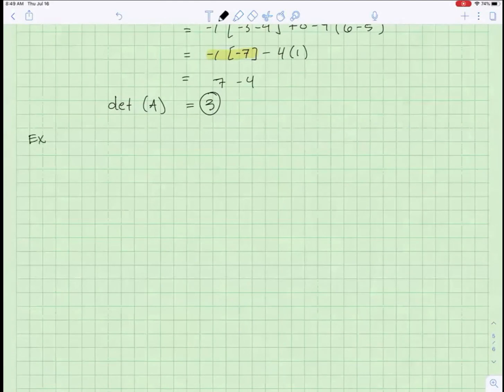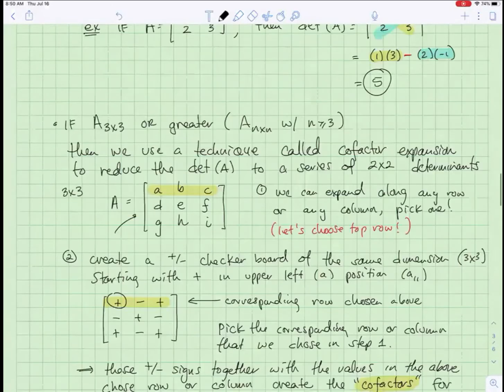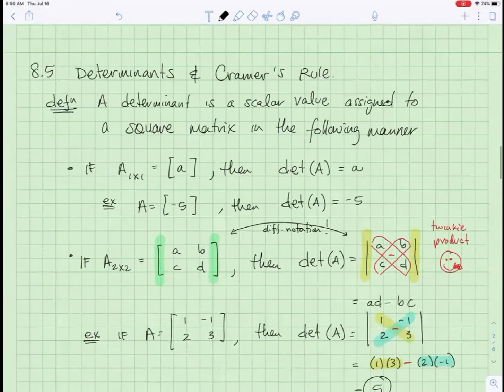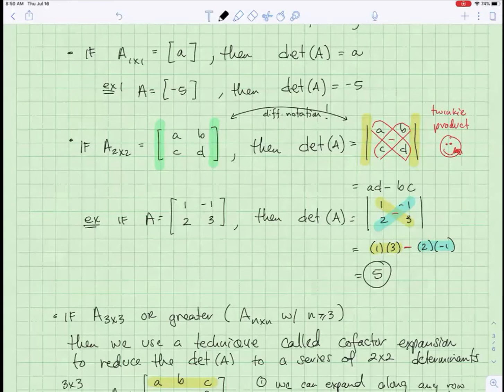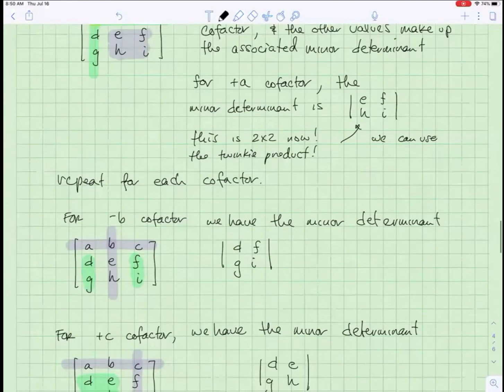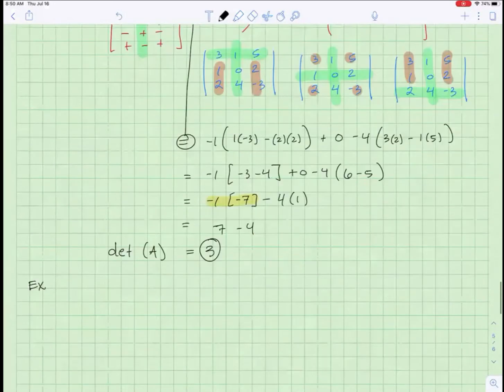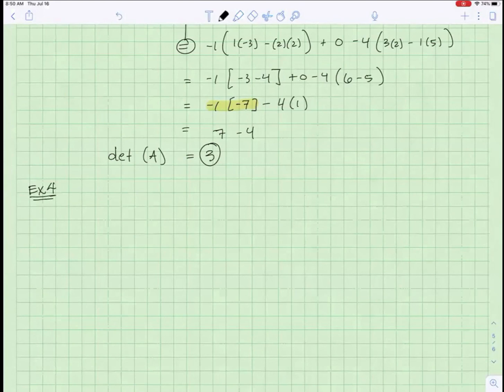I should probably name these examples. Was that my first example? Example 1, example 2, example 3, example 4.